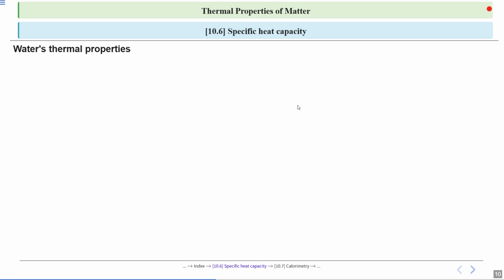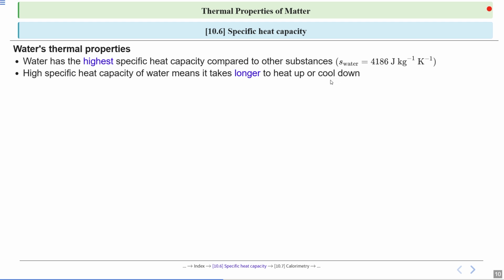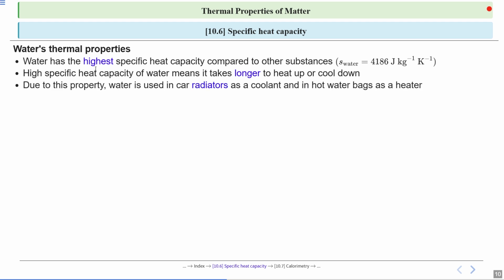Water's thermal properties. Water has the highest specific heat capacity compared to other substances, and that is 4186 joule per kg per Kelvin. High specific heat capacity of water means it takes longer to heat up or cool down. It means specific heat capacity is directly related to how quickly something heats up or cools down.